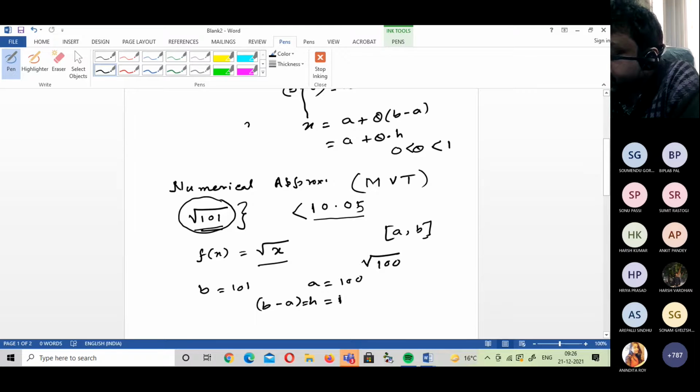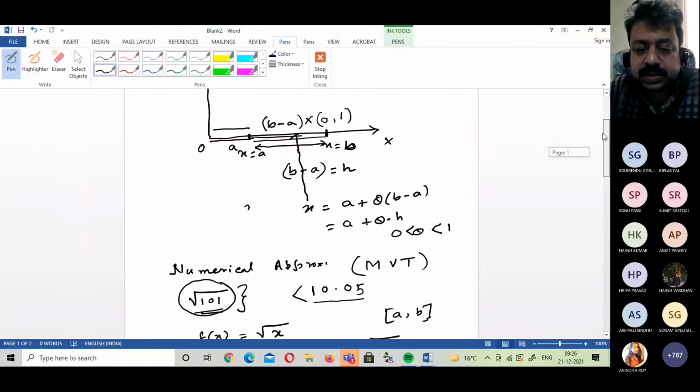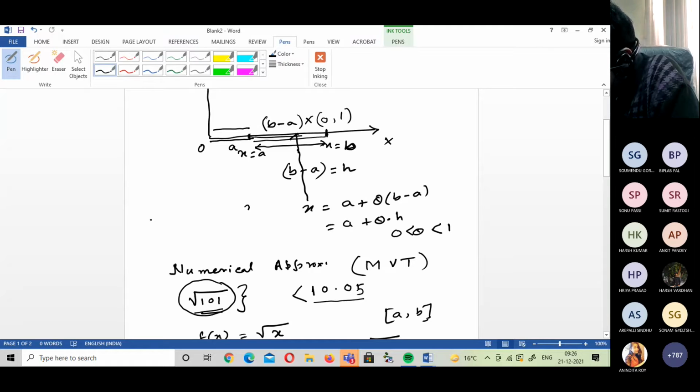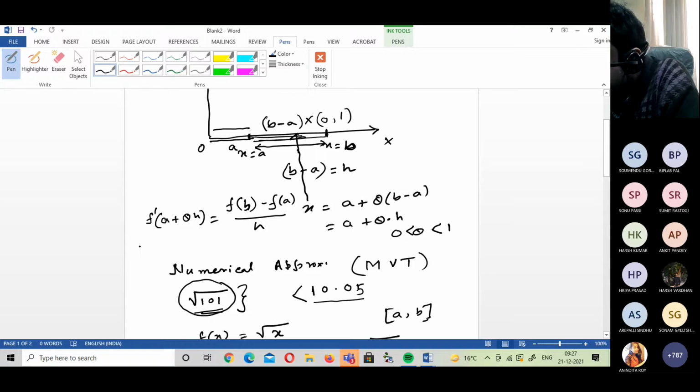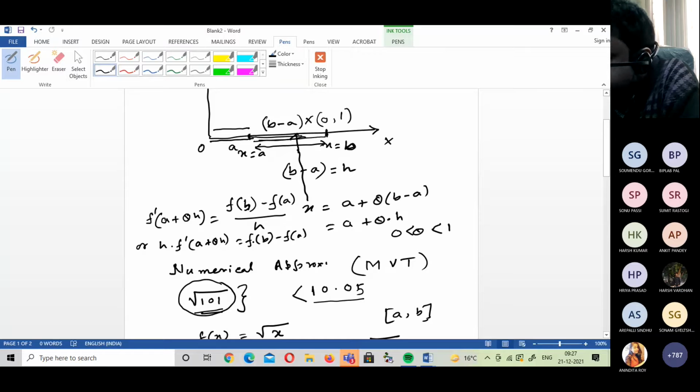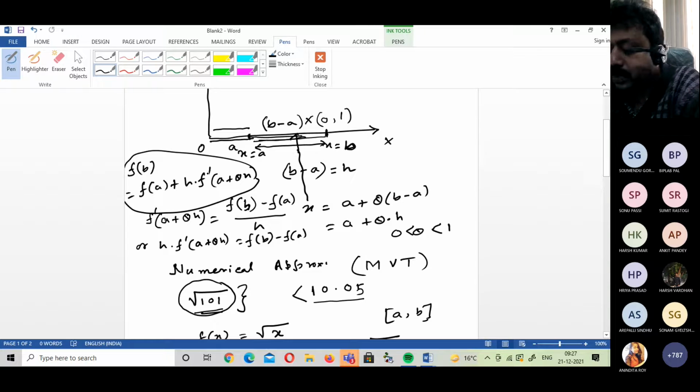Now here you can easily apply this particular formula: f dash c, where c is the intermediate point a plus theta h, equals f(b) minus f(a) by b minus a, which is h. So you can easily write h into f dash of a plus theta h equals f(b) minus f(a). So f(b) can be written as f(a) plus h into f dash of a plus theta h. This is required for this type of numerical approximation.